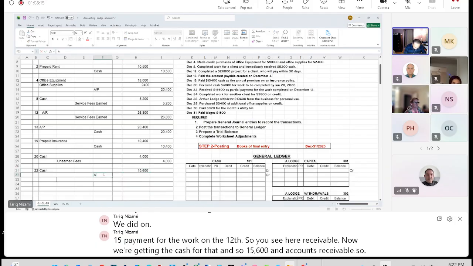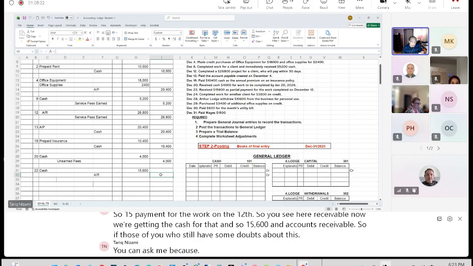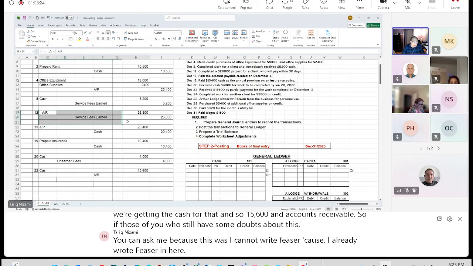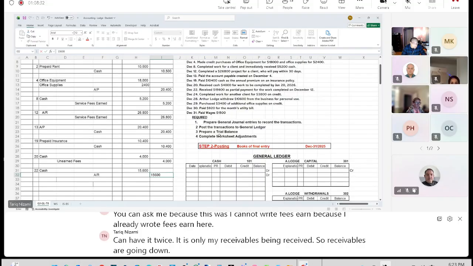If those of you who still have some doubts about this, you can ask me, because I cannot write fees earned because I already wrote fees earned here. You can't have it twice. It is only my receivables being received, so receivables are going down. Okay.